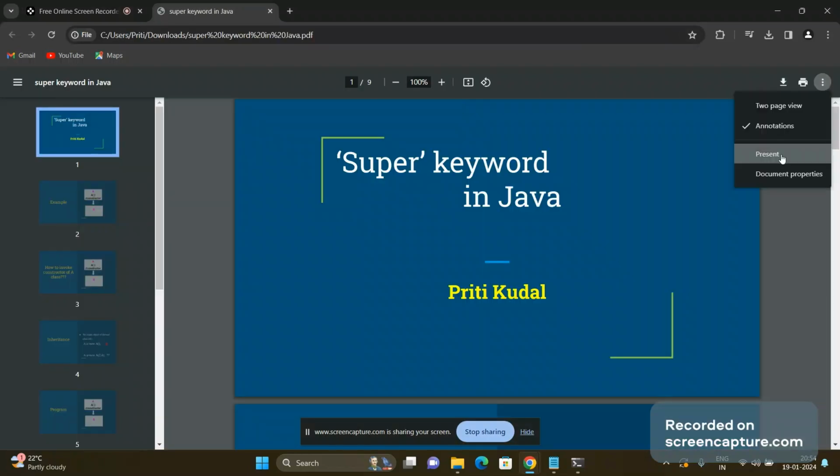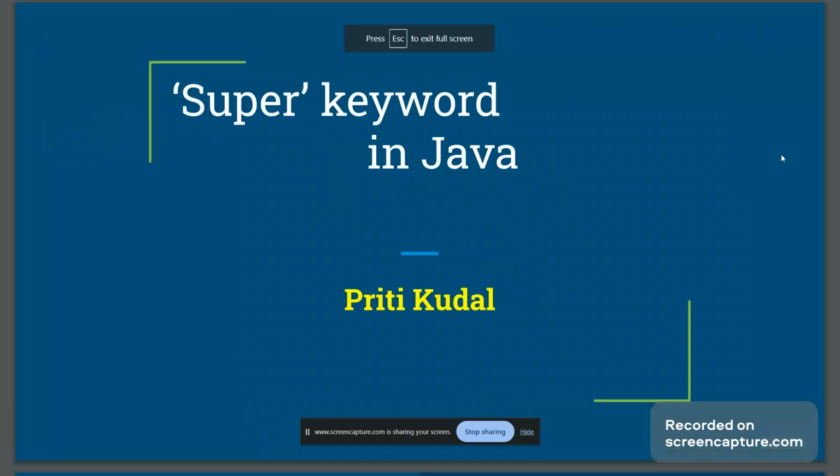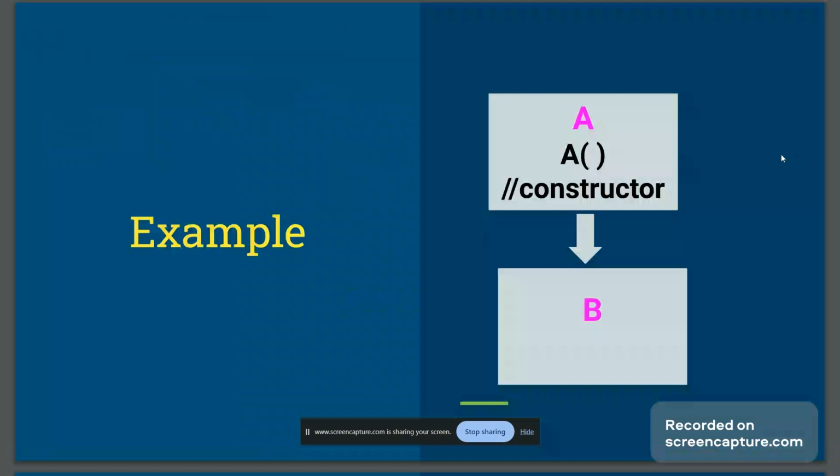Today we will see about the super keyword in Java. Now consider the example. In the previous session we saw inheritance, which implements the feature of reusability, where the properties of one class can be accessed in another class without an object or directly.